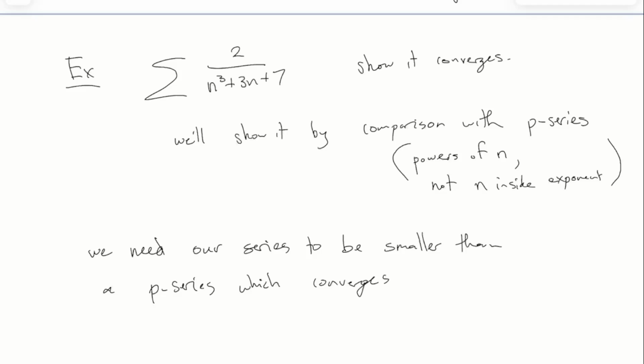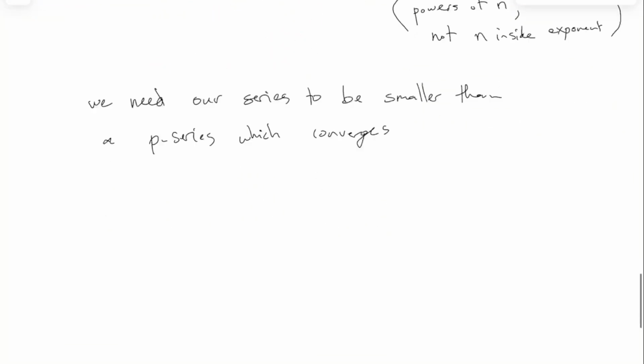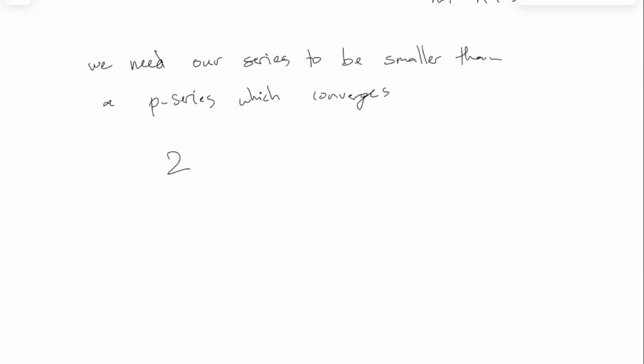And here, unfortunately, or maybe fortunately, you have to have some amount of creativity because there are many ways that you could make this work. But what you have to do is look at this thing. My terms that I'm looking at here are 2 over n cubed plus 3n plus 7, right? And I want to say that this is less than or equal to, smaller than a P series. So what I put over here, don't write this down exactly, but something like 1 over some power of n. Anybody have a suggestion? What should the power of n look like?